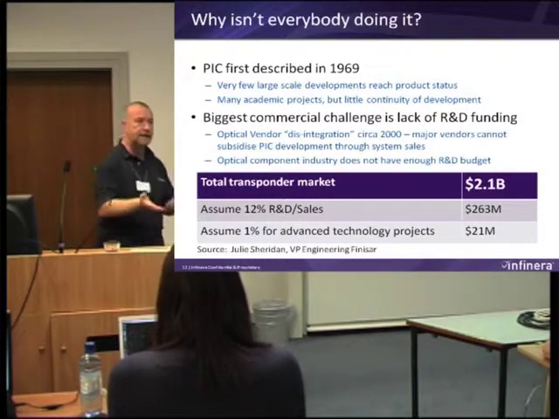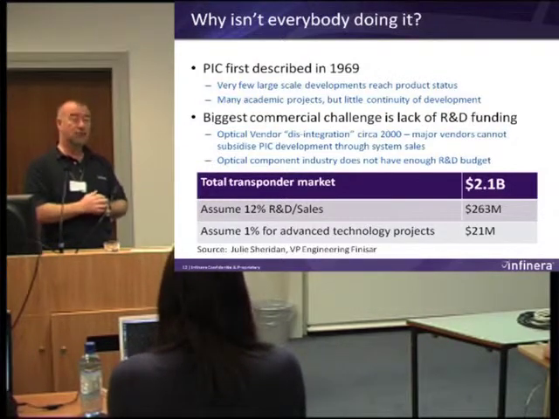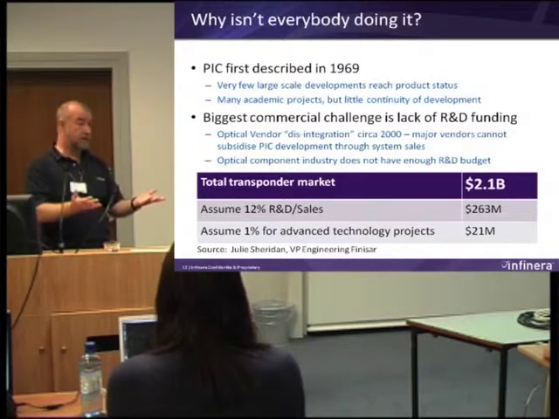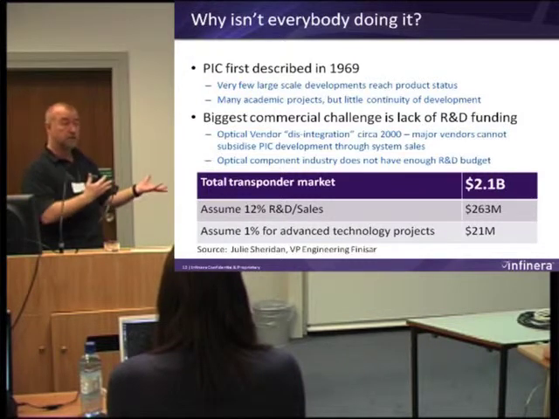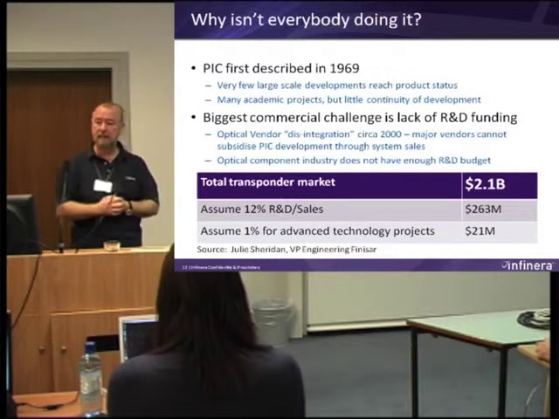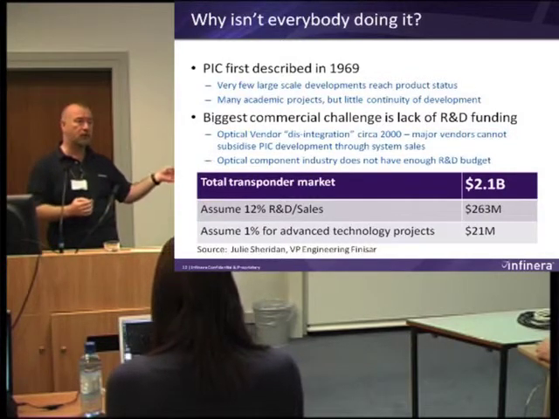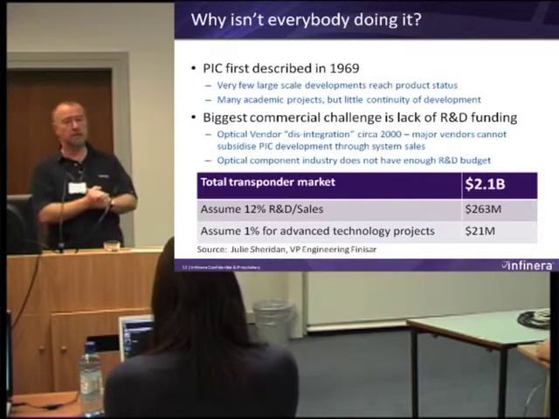To give you some idea, the reason that Infinera was able to develop PICs is that we achieved $300 million in venture capital funding when the company was founded. And we didn't spend it all on PIC development. We probably spent about half of it on PIC development, 150 million, which is the equivalent of 7 years' high-tech budget for the entire optical component industry. That's one of the reasons why other people are not doing this.